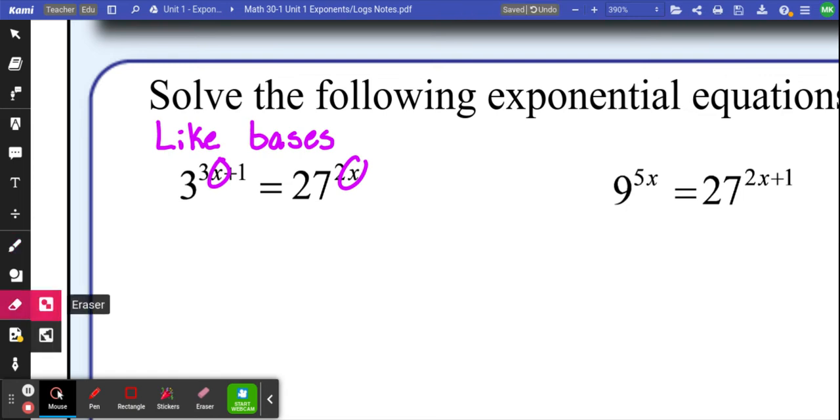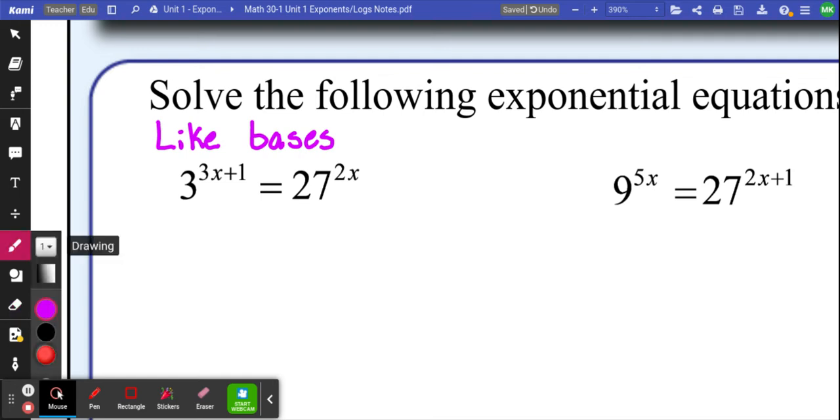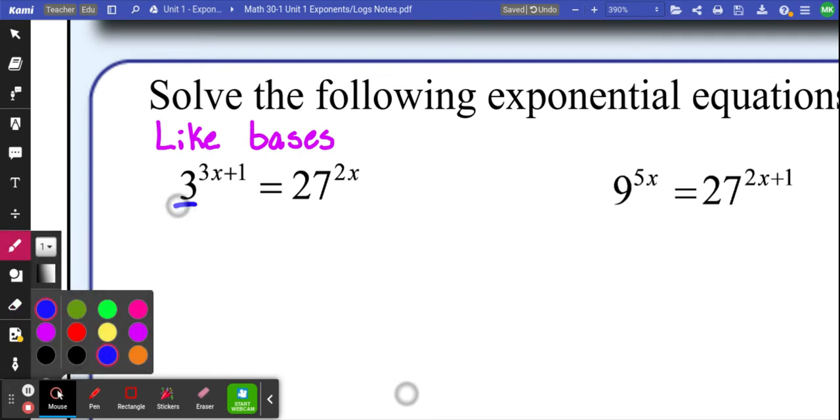That's an immediate thought process. Check the bases. These bases are not the same. I have 3 and 27. Not the same. That leads me to attempting change of base.